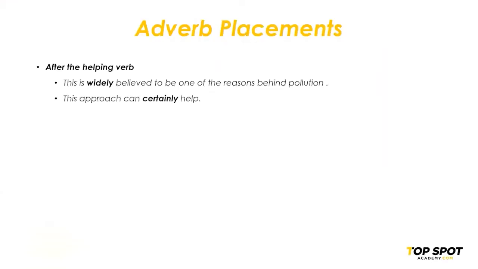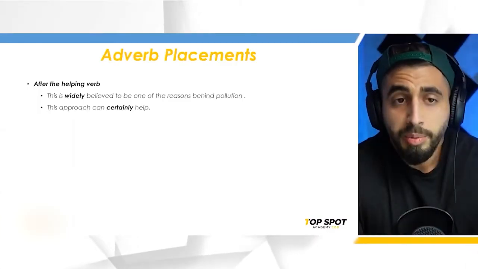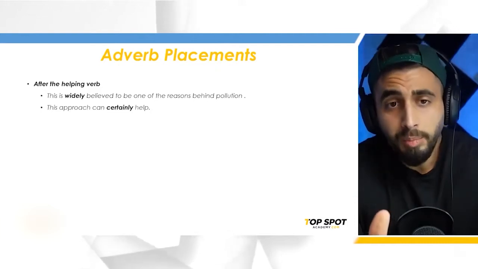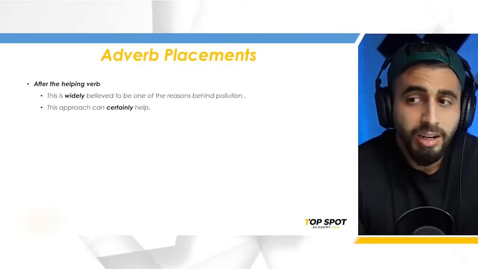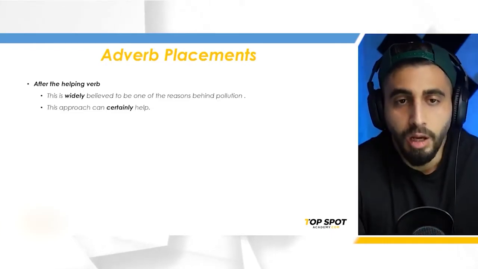This approach can certainly help. This approach means this method. This approach is the subject. Can help is the verb. Help is the main verb. Can is the helping verb. So we place certainly after the helping verb.